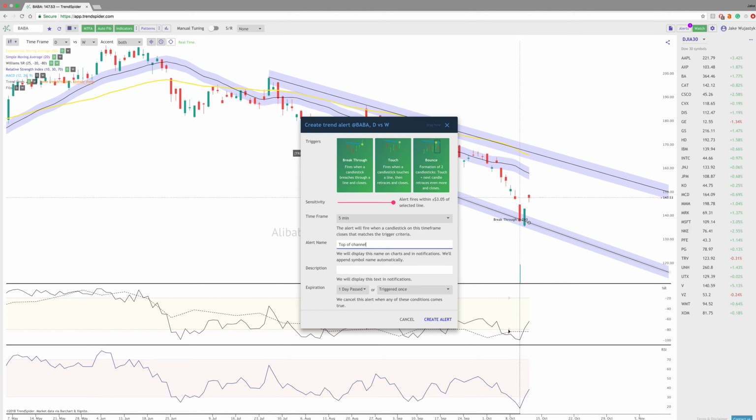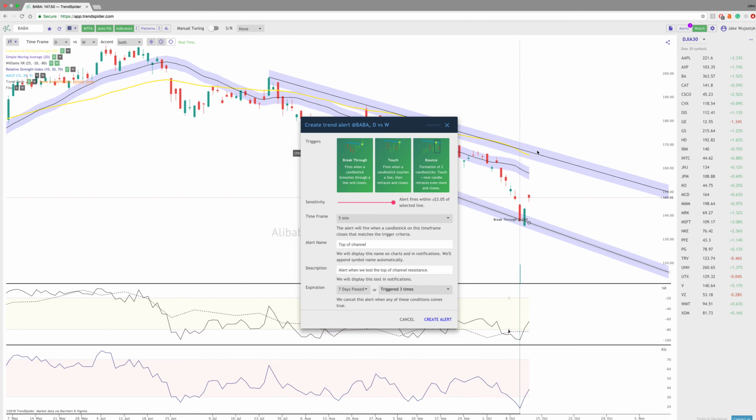Top of channel alert, when we test the top of channel resistance. And you can do that for, let's say, 7 days or after this has been triggered 3 times. So now we have an alert. If we do break through this simple moving average resistance, our next alert will be in this general resistance area with a pretty big sensitivity on this.